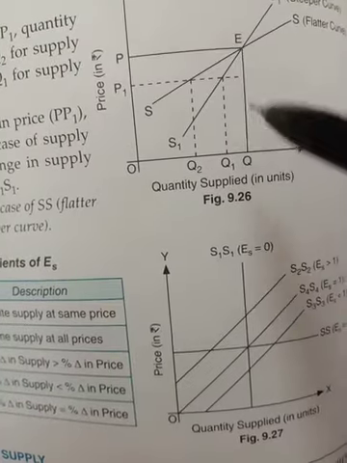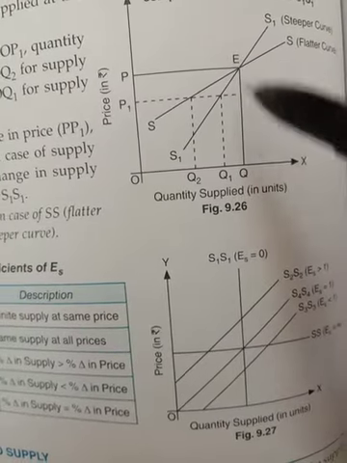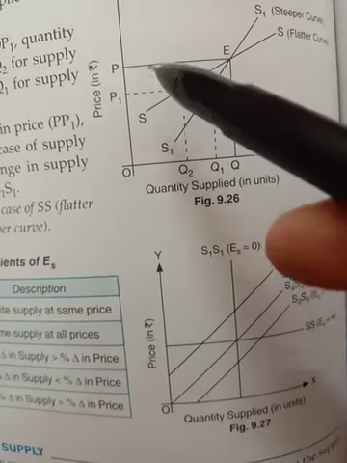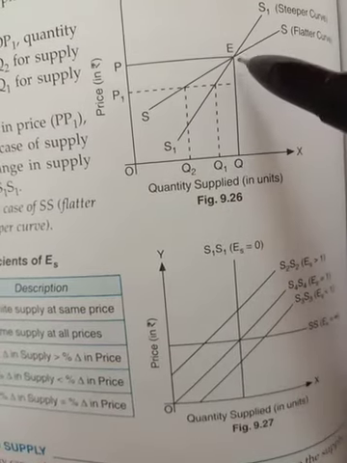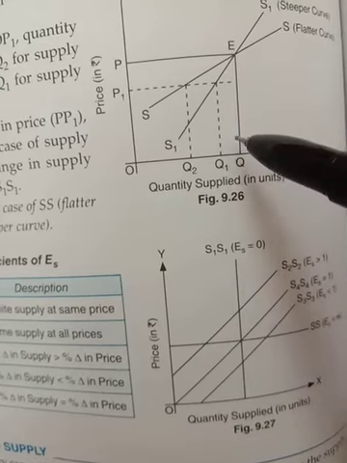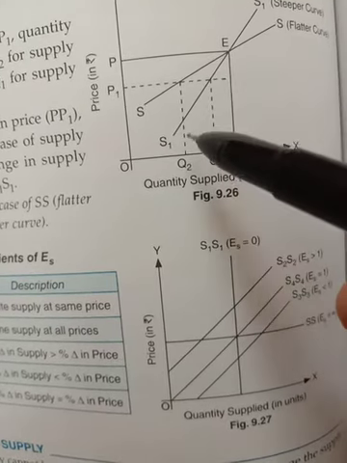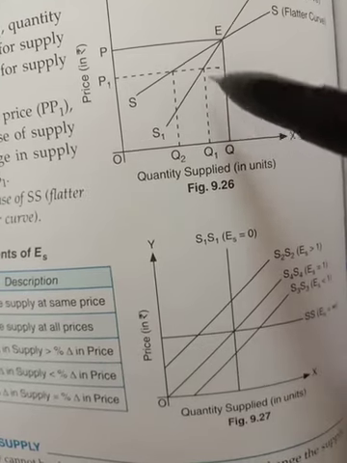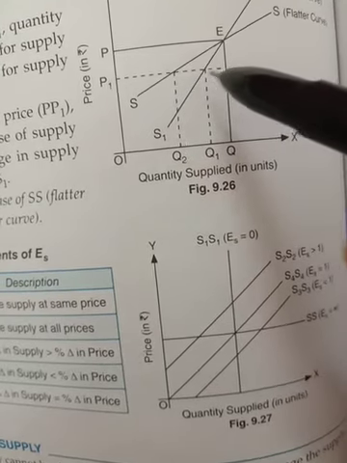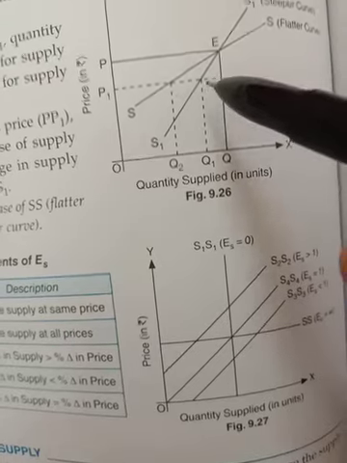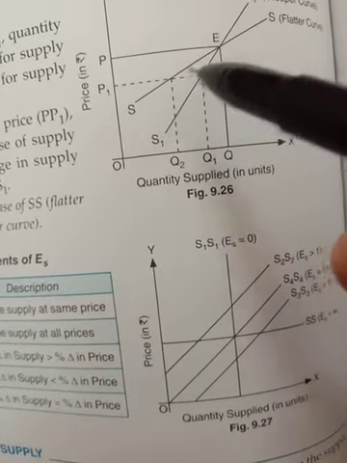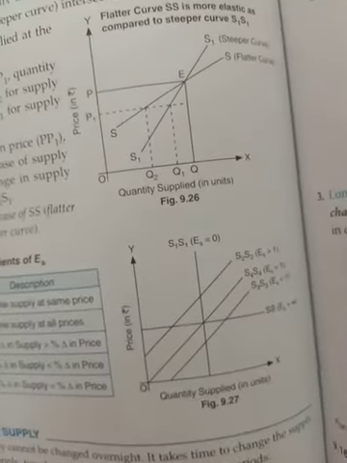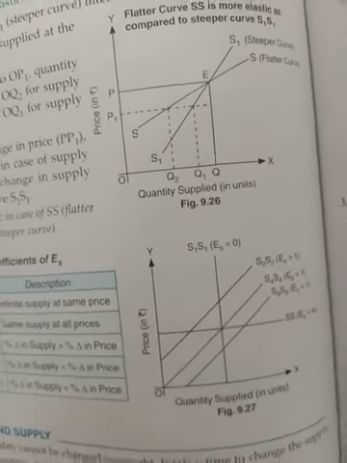So there is a quantity Q. Quantity Q is the same for S1 and SS, and you are comparing it with the decrease in price. For S1, Q shifts to Q1, and for the SS supply curve, Q decreases from Q to Q2. So there is a greater decrease in quantity supplied for the SS supply curve. SS is flatter and has a greater degree of elasticity of supply, because supply is more responsive here. You have to explain this in the same way.